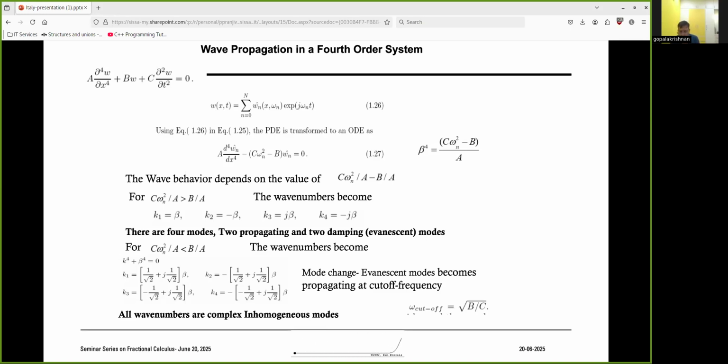However, if c omega n square is less than b, that means the k is complex. So what does the complex k mean? As the wave propagates, it also attenuates. So that adds damping to the system. So you will completely understand the type of waves based on the simple analysis using Fourier transform. Next slide, please.